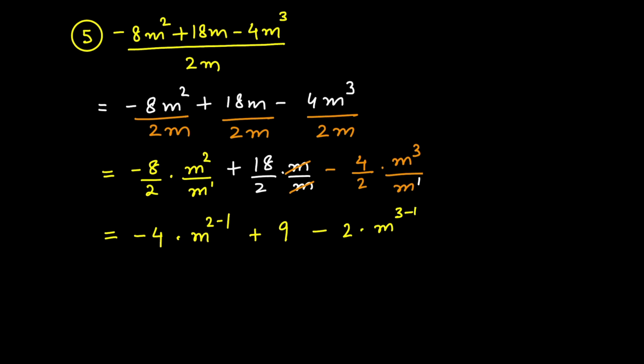So we write the next step then. So it is minus 4 m to the power 2 minus 1 is just m plus 9, and this is minus 2 times m to the power 3 minus 1 is 2. So this is the way we get the answer when you divide. Just be careful when you have a single variable, just m and m, we can cancel directly without using the rules also.